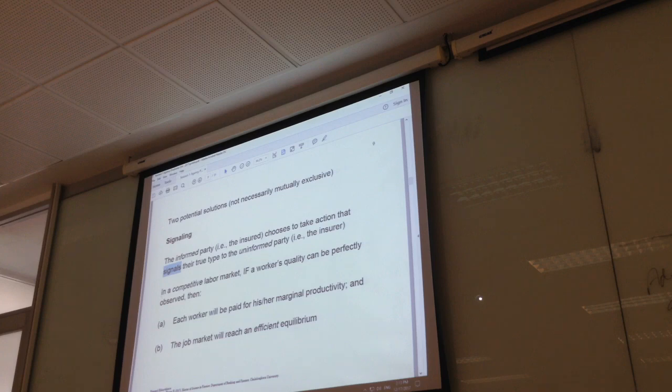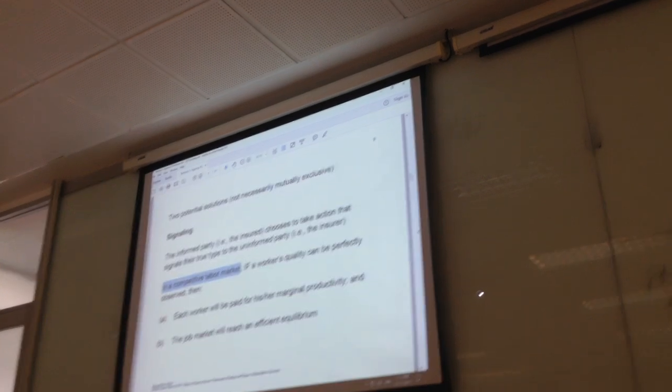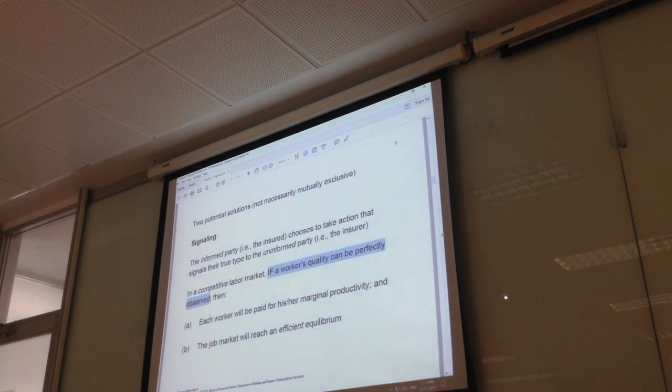Now let's move to the labor market. In a competitive labor market, if we have the perfect information condition, if a worker's quality can be perfectly observed, it means just that. In this case, each worker will be paid for his or her marginal productivity, and the job market will reach an efficient equilibrium in the perfect information setting. Being paid for marginal productivity means this: I'm this good, I get paid this level. You are this much better than I am, you get paid this much more. You are this much worse than I am, you get paid this much less than I do. That's what it means by paid for marginal productivity.